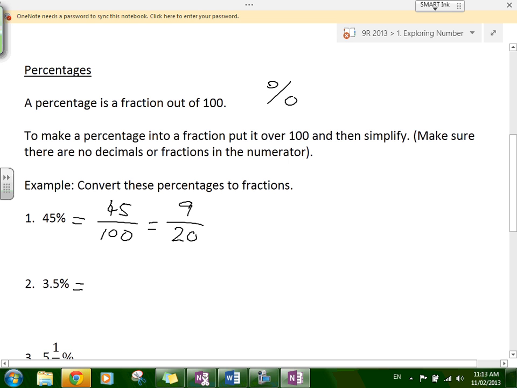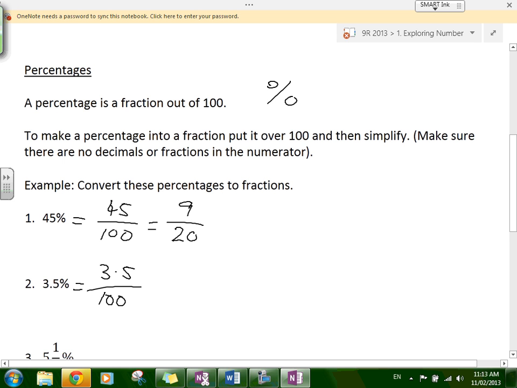3.5%. So this is already a decimal. Some students get a bit confused: oh, this is a decimal, how can I convert a decimal percentage into a fraction? But it's a percentage, and we want to change it into a fraction. So we need to do 3.5 over 100.